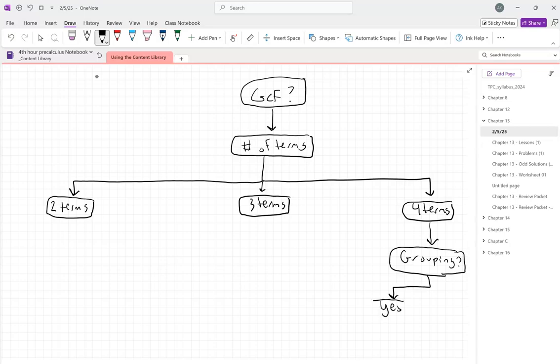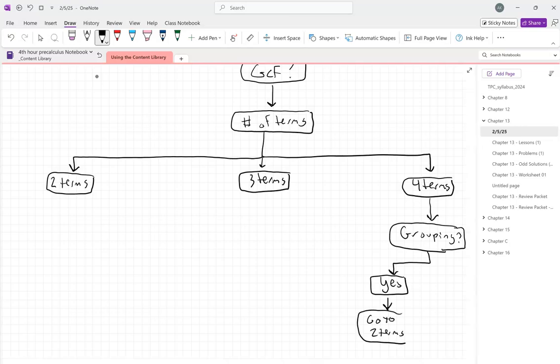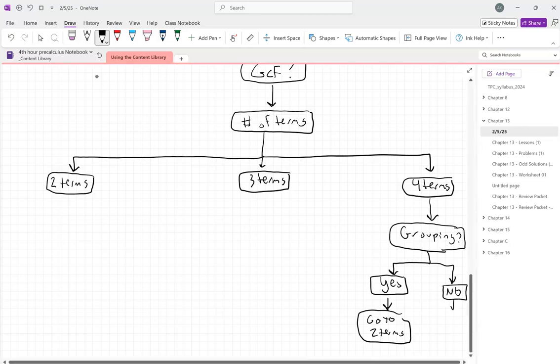If the answer is yes, then you need to check each factor down the 2-term path. If it's no, then you're done. If you can't do factor by grouping on 4 terms, there's nothing left for us to do until we add some of these additional methods here that you'll probably remember and be like, oh my God, I hated this.